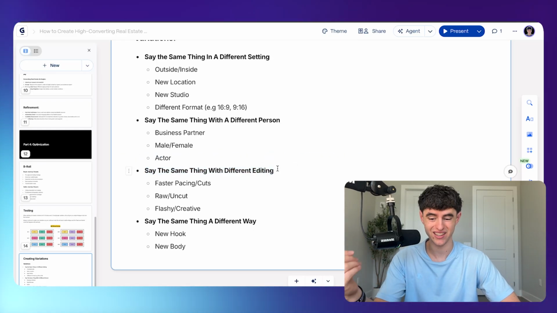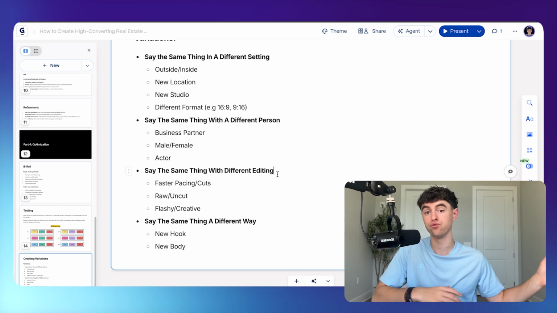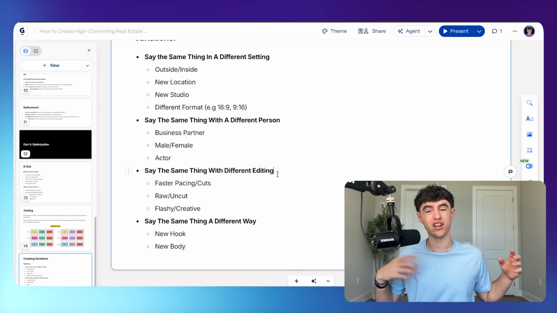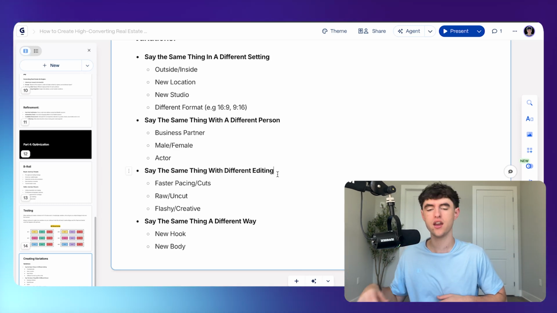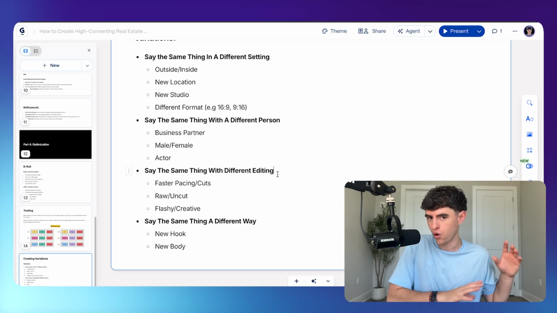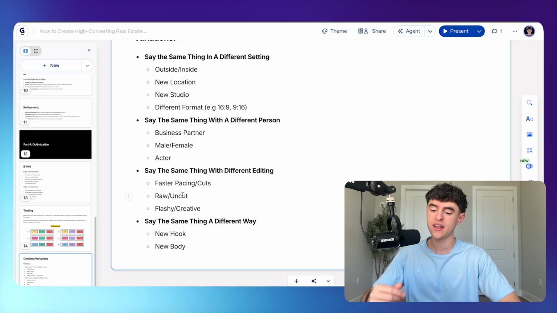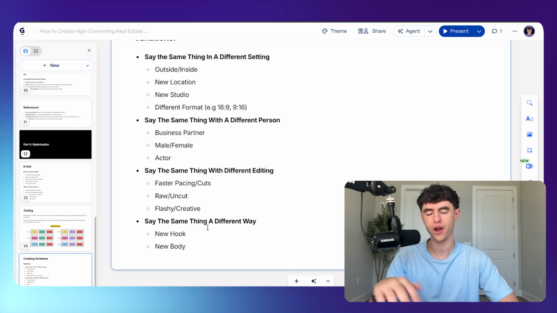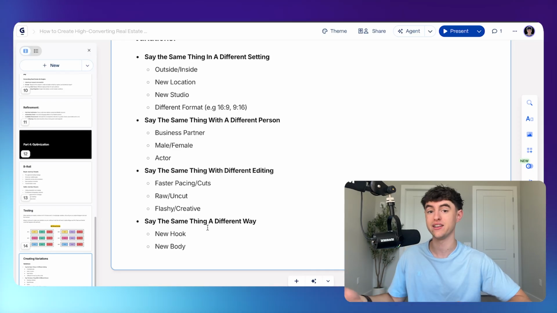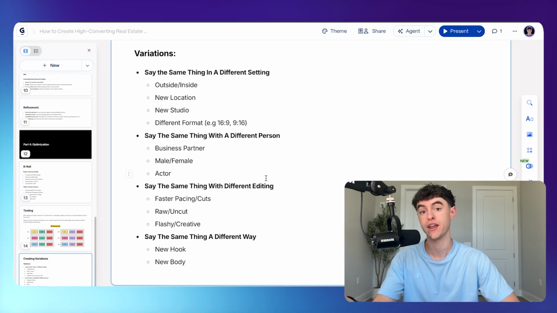Also, another thing is saying the same thing with different editing. So you can have a raw, uncut version of an ad. You can have a faster pacing version of an ad, flashy, creative, or less flashy. These are another way. And then finally, just saying the same thing in a different way. So trying out different hooks and new bodies like we already talked about when actually creating the ads.